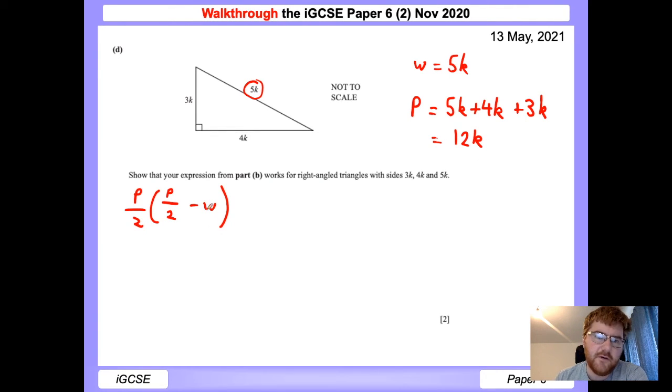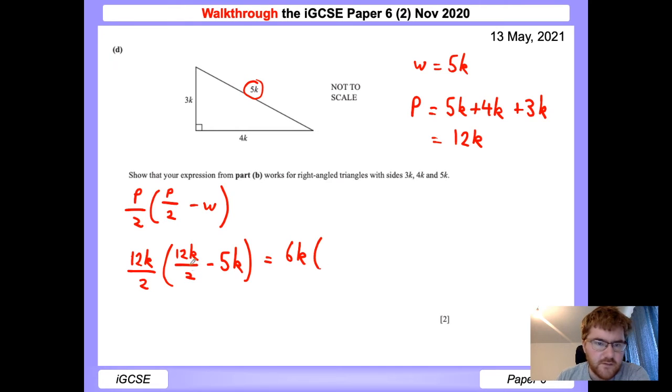Okay, and then we just put this into our formula. So wherever we see a P, we put a 12k, so 12k over 2, 12k over 2 minus 5k, and we just want to simplify this now, so 12k divided by 2 is 6k, 12k over 2 is also 6k, 5k, and then we work out the bracket. Remember BIDMAS, 6k minus 5k is simply k. Remember, when we've got algebra next to each other, we're multiplying, and this gives us 6k squared.